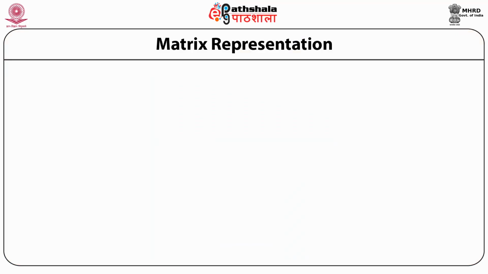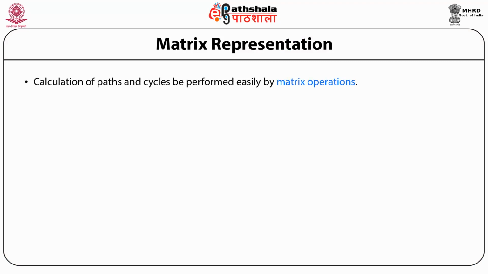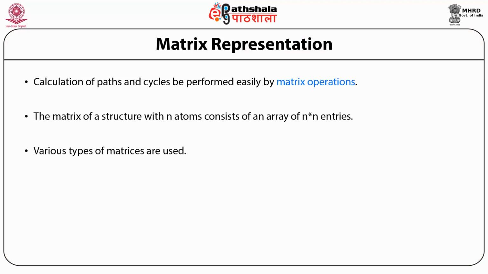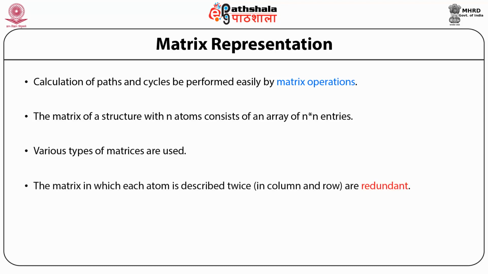There is another representation called matrix representation. Calculation of paths can be done by matrix operations. The matrix of a structure of n atoms consists of an n by n array. What it means is that all atoms go on the rows and columns, and their connectivities go in as the elements of the matrix. A matrix in which each atom is described twice is called redundant. Hence, we normally do not use half of the matrix in the case of a symmetric matrix.